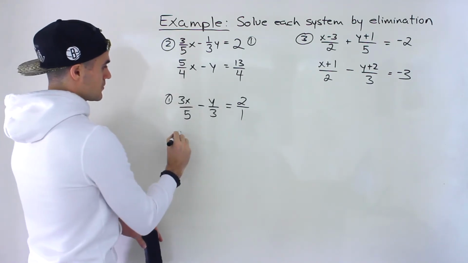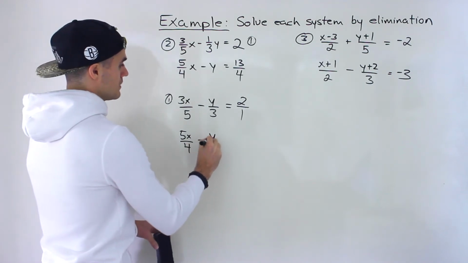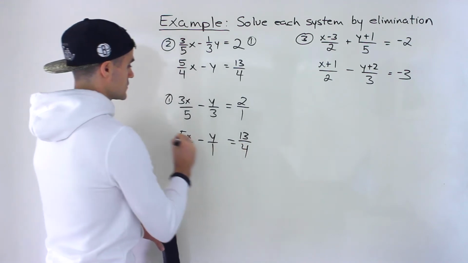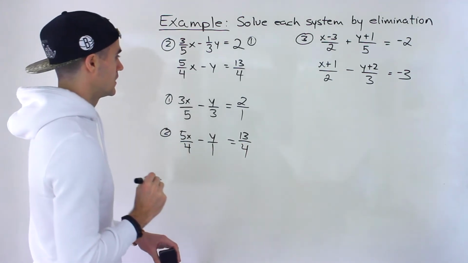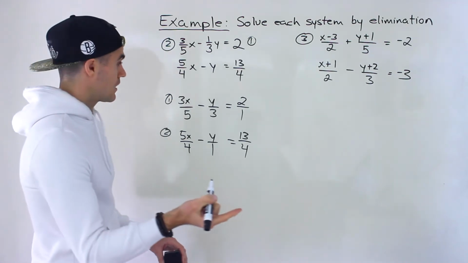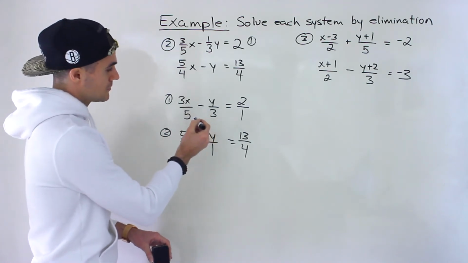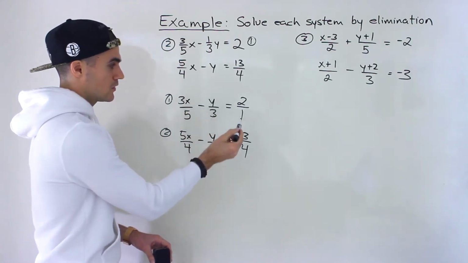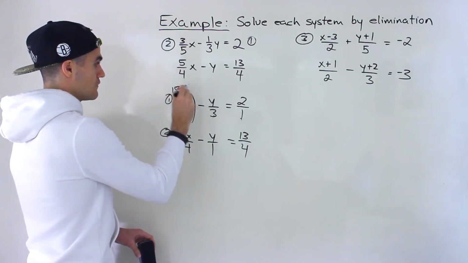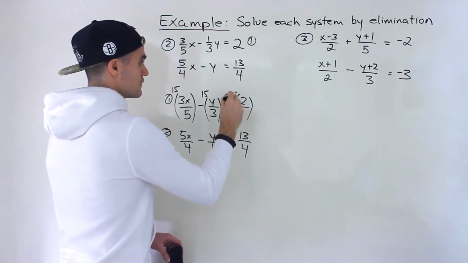So doing the same thing over here, we'll have 5x over 4 minus y is by itself, so that's over 1, and then we have 13 over 4. So that is the second equation. And from here, what I'm going to do is get rid of the fractions. So we want to multiply everything by the lowest common denominator between 5, 3, and 1. What is it? 15. So I'm going to multiply this by 15. I'm going to multiply this by 15. I'm going to multiply this by 15.